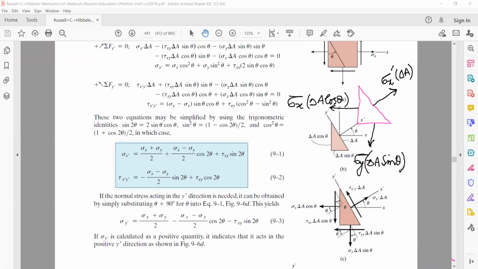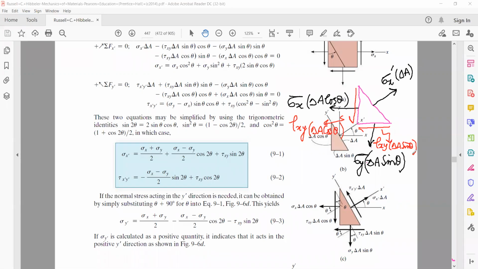And we have the shear forces acting in this direction. This shear force is tau xy delta A cos theta, and the shear force on this face of the wedge is tau xy delta A sine theta. Okay, this is done, this is done, this is done.